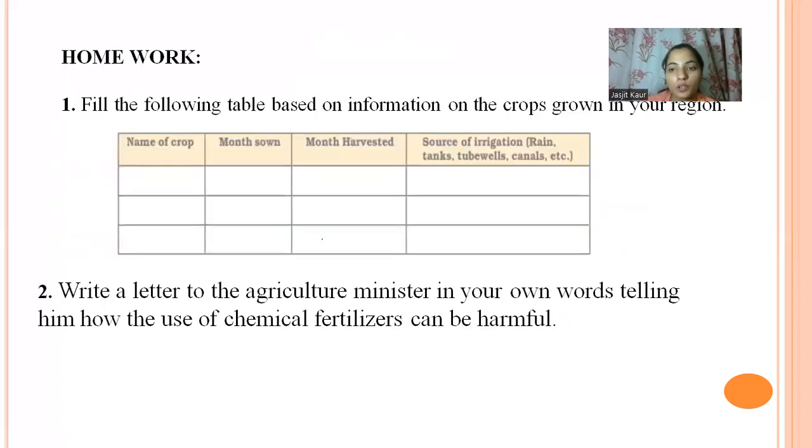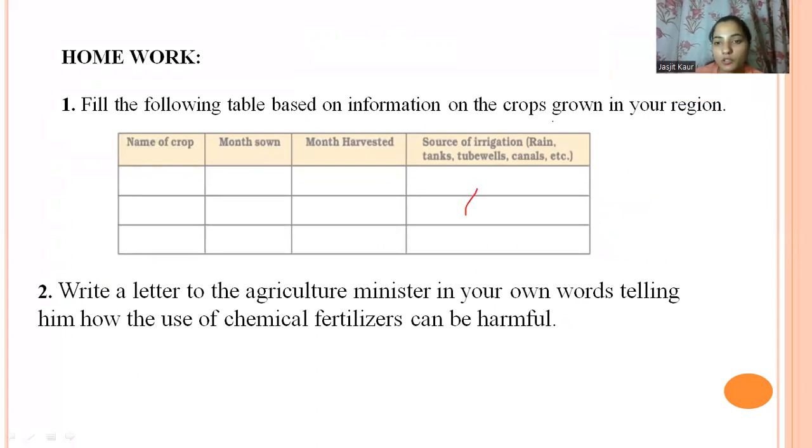So now moving forward to your homework. You have to fill in the following table based on the information on crops grown in your region. You have to write the name of the crop, month sown, month harvested, and source of irrigation, that is, the main source of irrigation. And second, you have to write a letter to the agriculture minister in your own words telling him how the use of chemical fertilizers can be harmful. These are the two home assignments I have given you. You have to complete them and send them to my email ID, or you can share them in our WhatsApp group also.